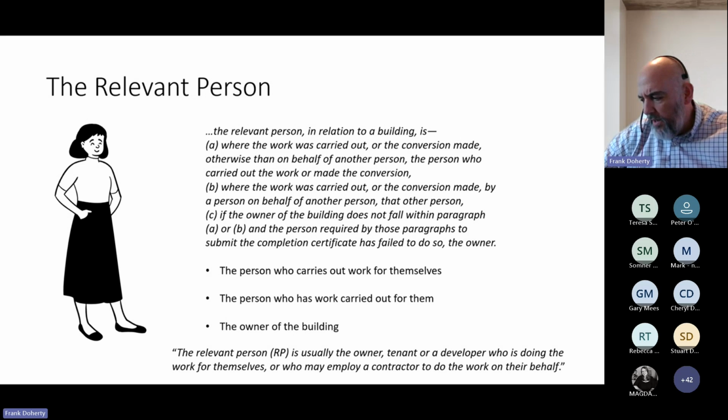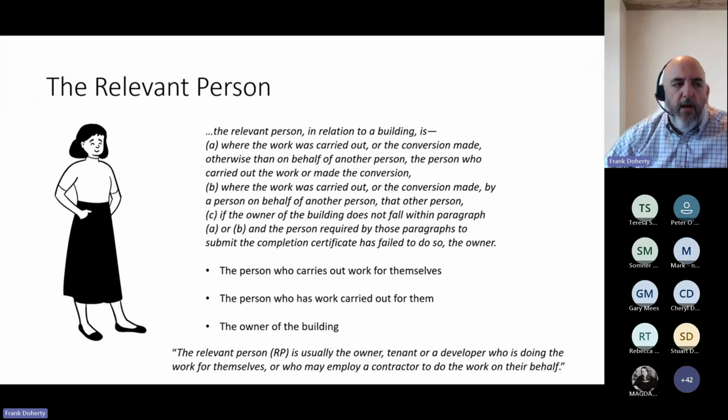The guidance that the BSD have issued in the procedural handbook talks about the relevant person usually being the owner, tenant, or developer who's doing work on behalf of themselves or employing a contractor to do that work on their behalf. So in most cases, it's going to be the owner of a building, could be a tenant, could be a developer if the developer owned the land that's being built upon.